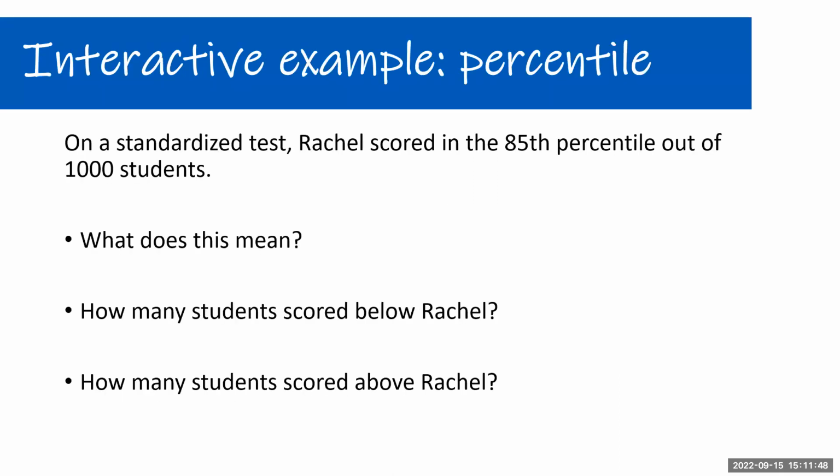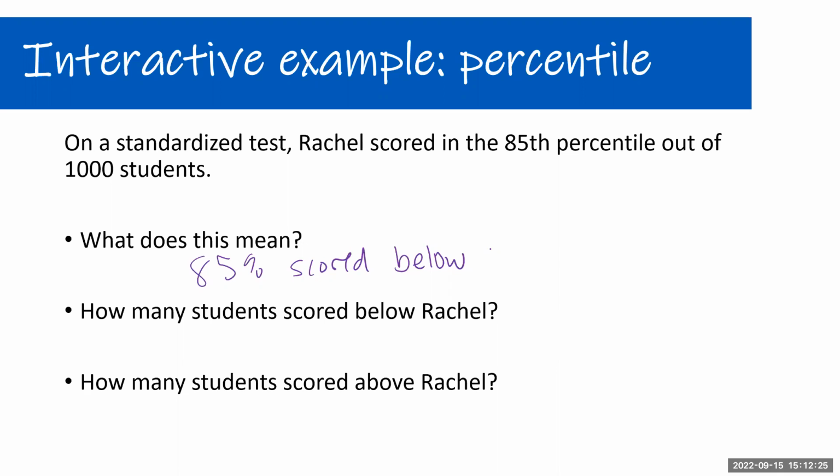Let's talk about another example. On a standardized test, Rachel has scored in the 85th percentile out of 1,000 students. So what does that mean? Well, that means that 85% scored below Rachel, and that also means, on the other hand, that 15% had to have scored above. So she did pretty well. 85% scored below her. Only 15% did better.